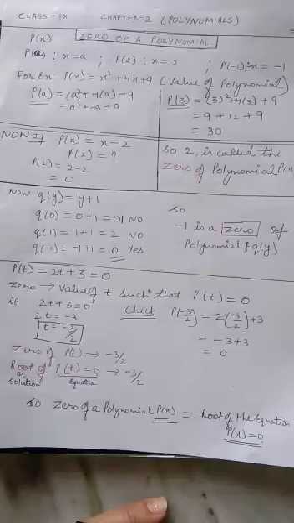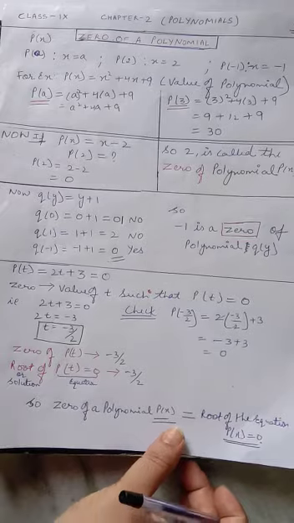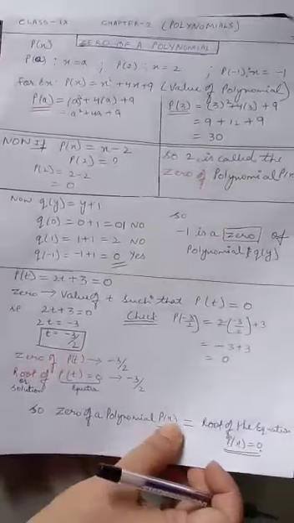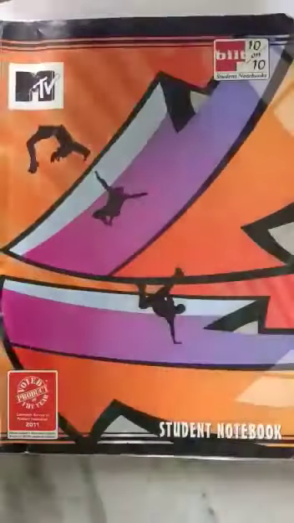And we can find out the zeros of the polynomial. Now let us understand this concept with the help of some examples.